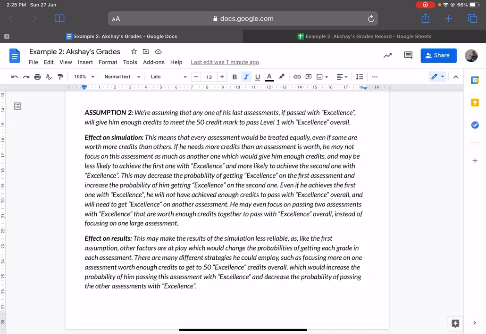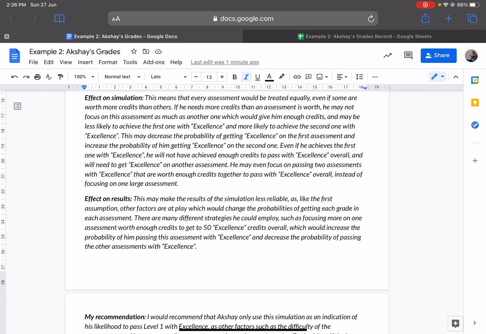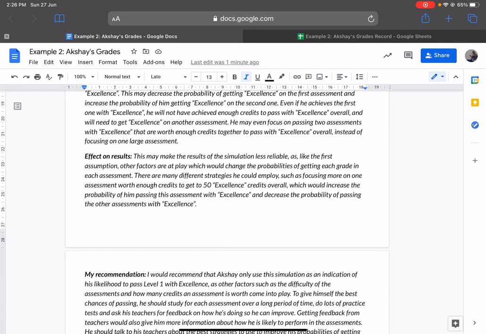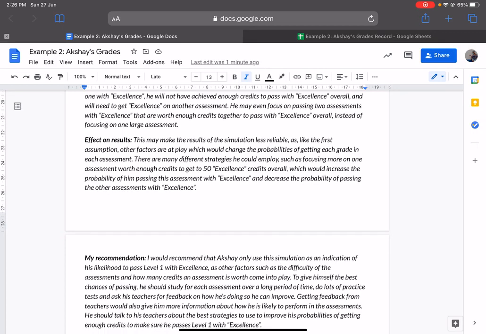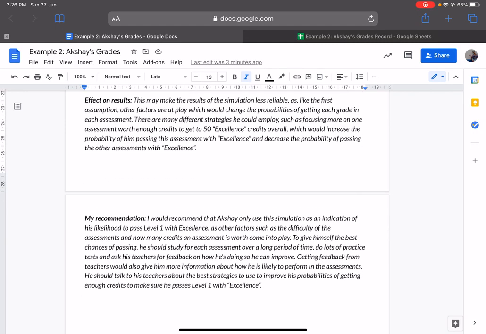So the effect on the results is it may make the results of the simulation less reliable, as, like the first assumption, other factors are at play which would change the probabilities of getting each grade in each assessment. There are many different strategies he could employ, such as focusing more on one assessment worth enough credits to get 50 excellence credits overall, which would increase the probability of him passing this assessment with excellence and decrease the probability of him passing the other assessments with excellence.